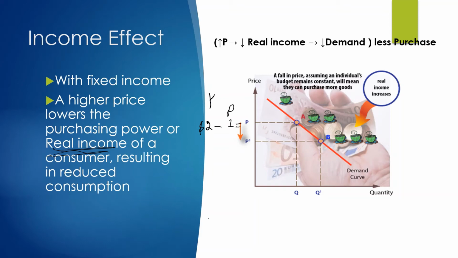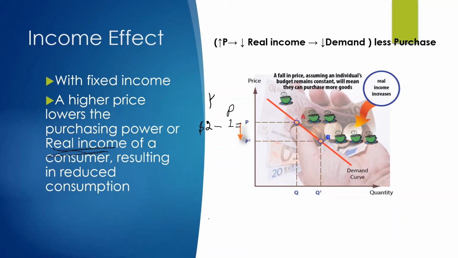Price of the coffee is $1. Then how many cups of coffee can we buy? We can buy 2 cups of coffee. Now these 2 cups of coffee are actually giving you the purchasing power of your income, which is $2. Or we can say that the real income at a price of $1 is equal to 2 cups of coffee.